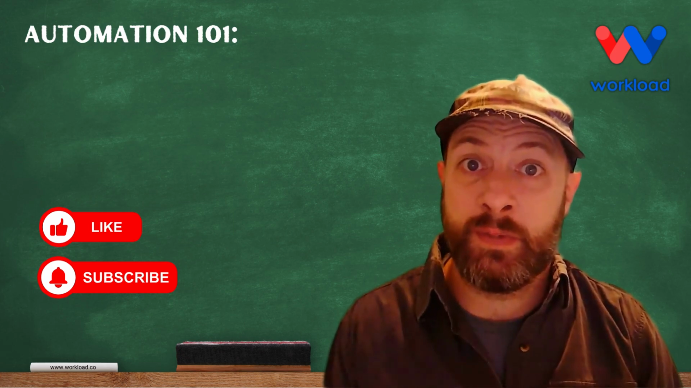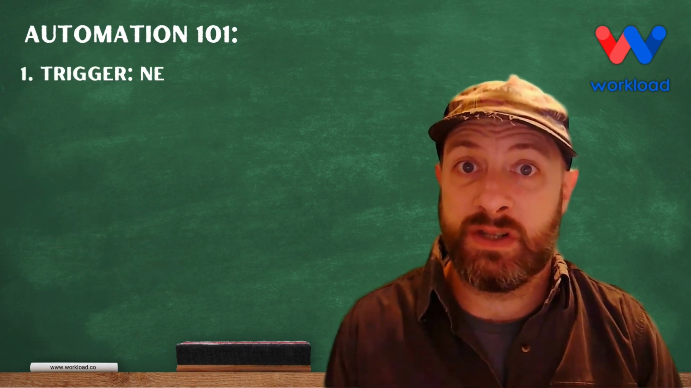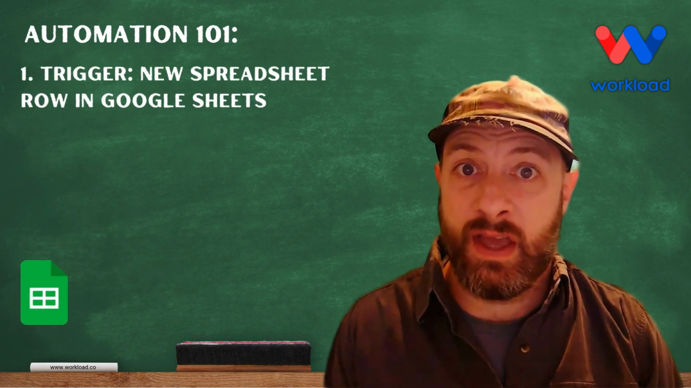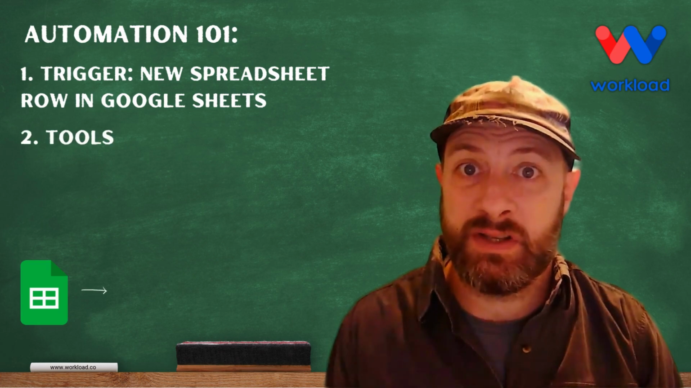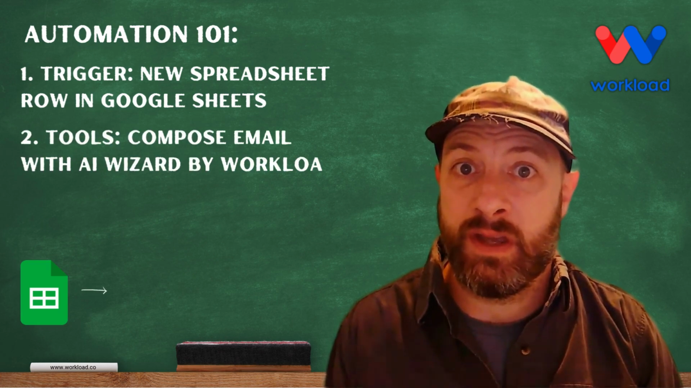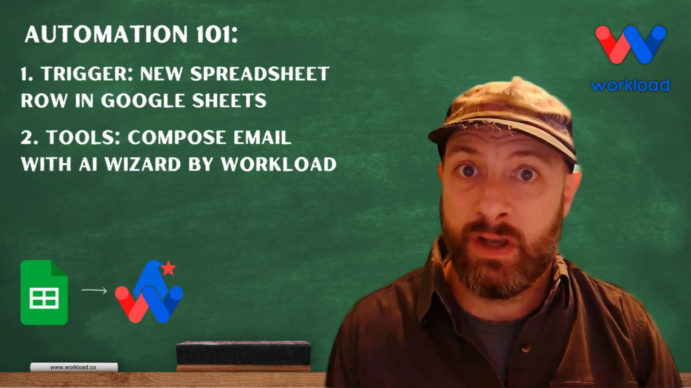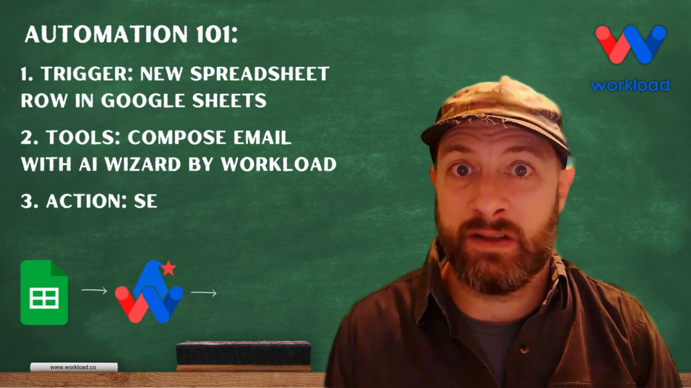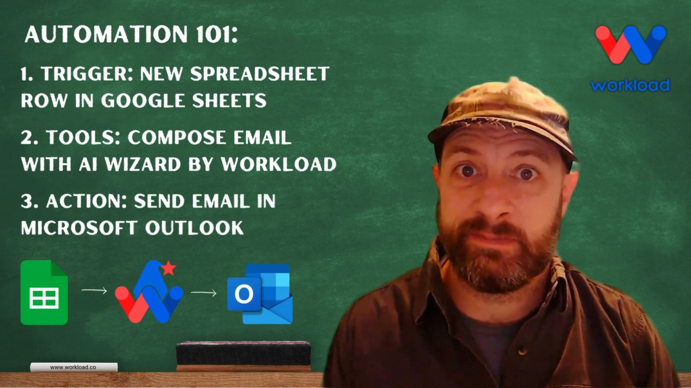In this video, we'll be building a workflow starting with a new spreadsheet row in Google Sheets. Then we'll be using the details of that spreadsheet in order to compose an email using the AI Wizard by Workload before finally sending that email using Microsoft Outlook.